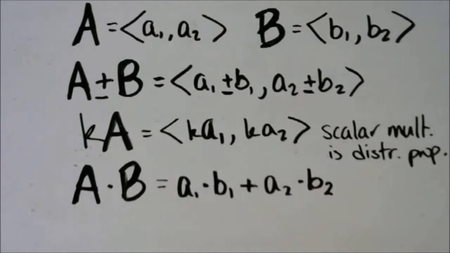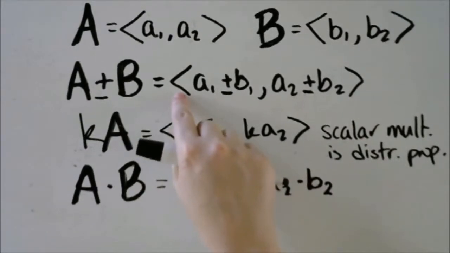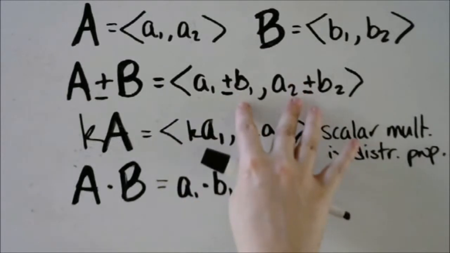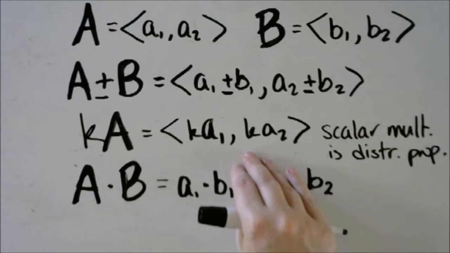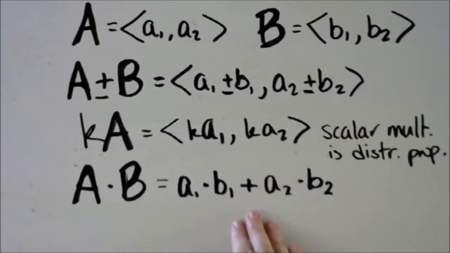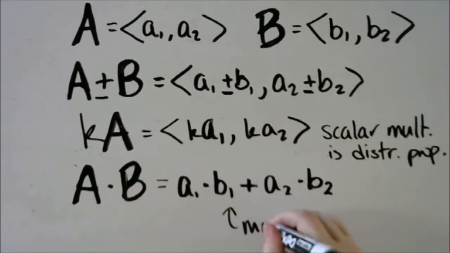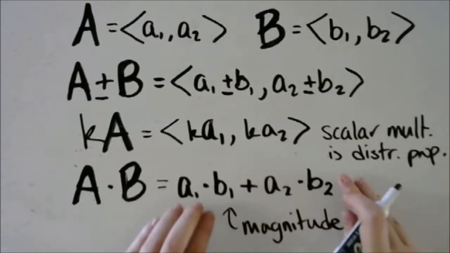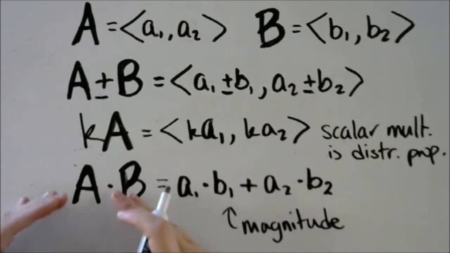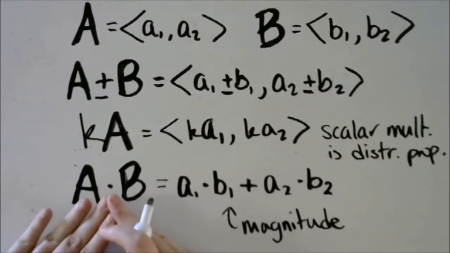Now, it's important to note that the sum or difference of two vectors is a vector. The scalar multiplication, so scalar times a vector, is a vector. But the dot product of two vectors is simply a magnitude. This does not have a direction. This is not a vector in component form. This just gives you the magnitude of the two vectors multiplied together.